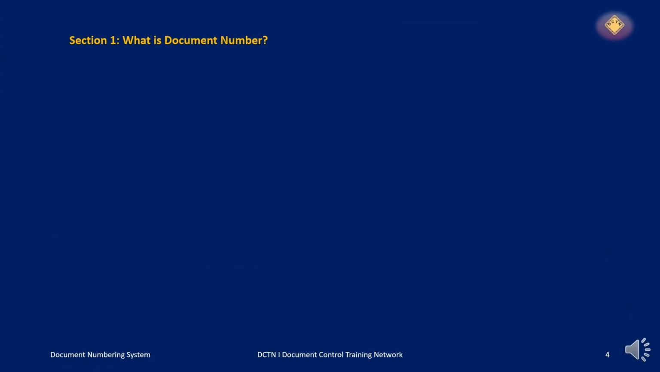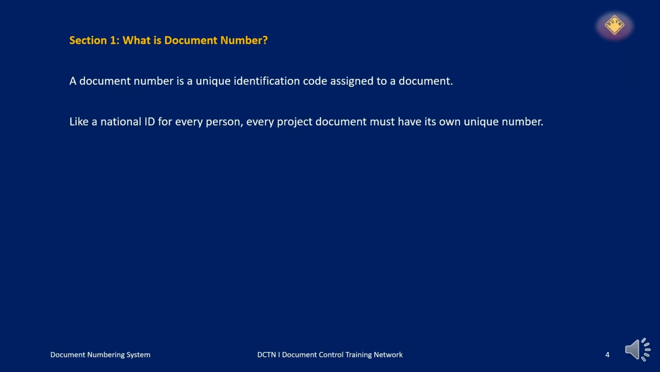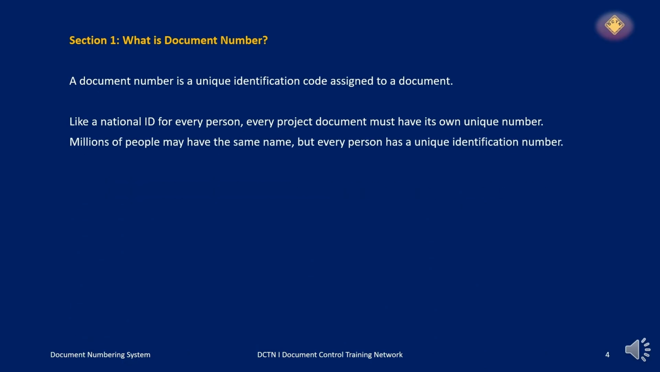Let's start Section 1. What is a document number? The answer is: a document number is a unique identification code assigned to a document. Like a national ID for every person, every project document must have its own unique number. Think about it: millions of people may have the same name, but every person has a unique identification number. The same concept applies to project documents.